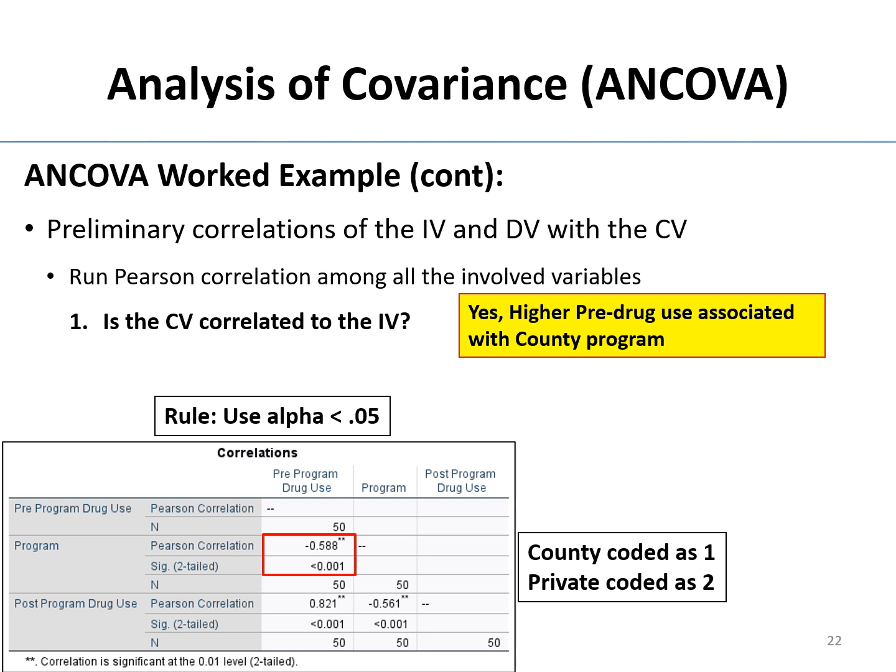So the second part of it, so we knew this anyway, right? We knew that those who went to county tended to have higher drug use, or the flip of that is those who go to private tend to have lower drug use.